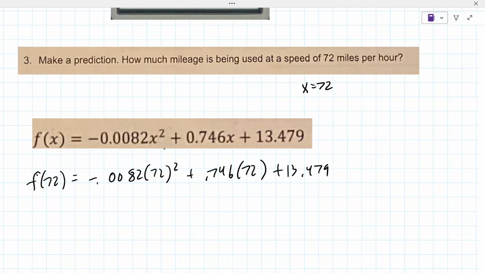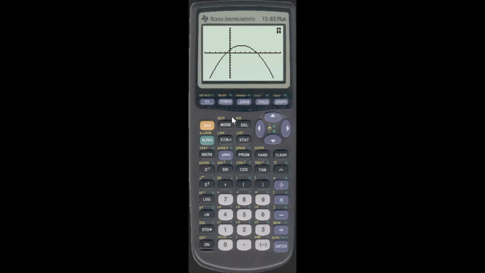Okay, so can I just press y equals and go to another row? No, you want to go back to your home screen to do this. Okay, so second, y equals. No, just second, quit. Second quit is above mode.